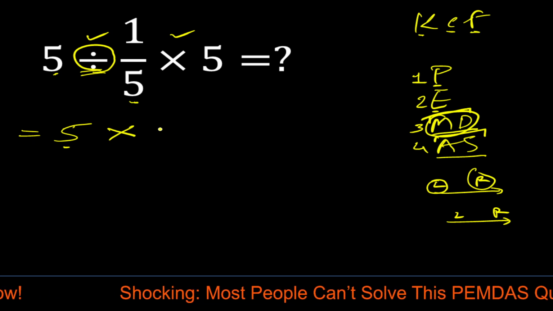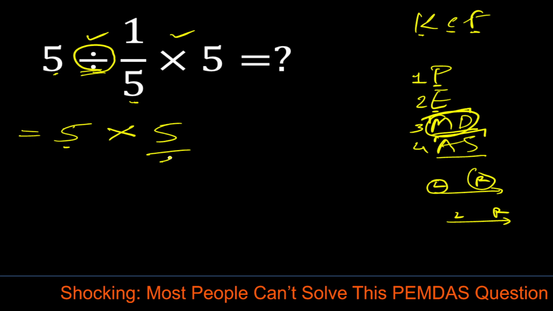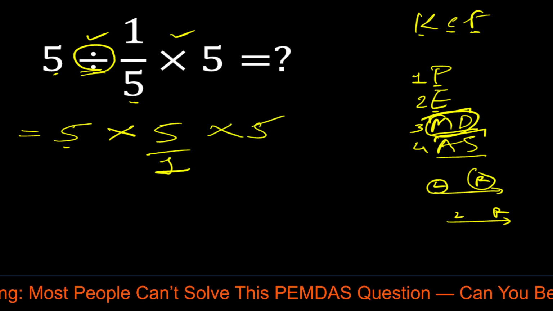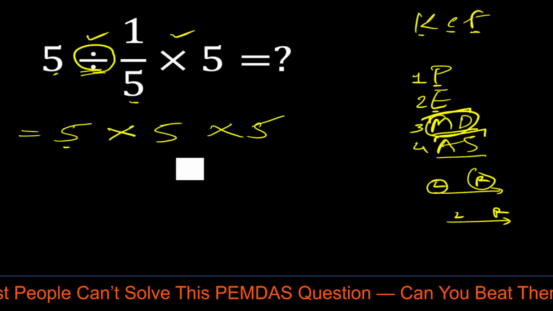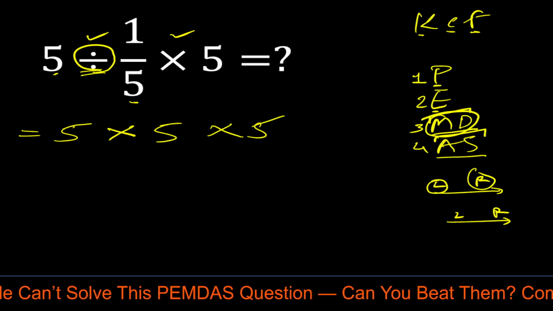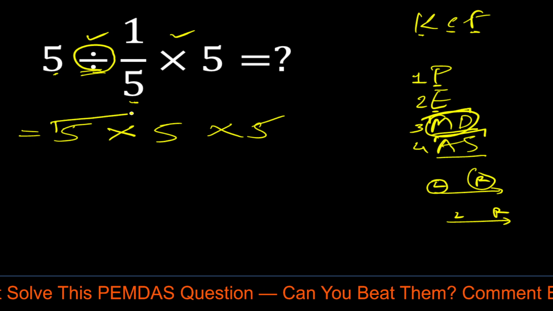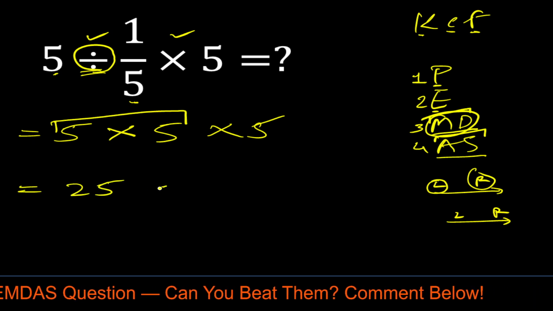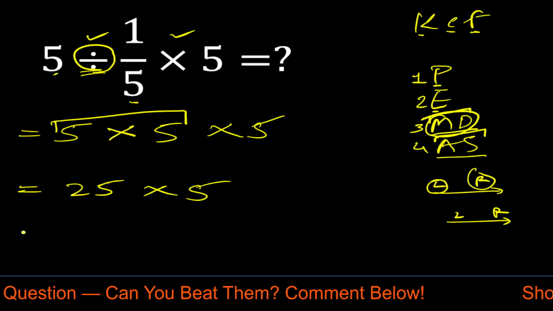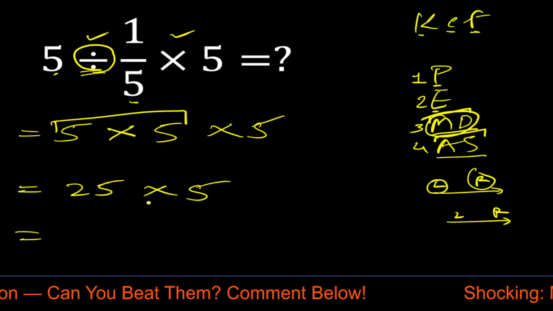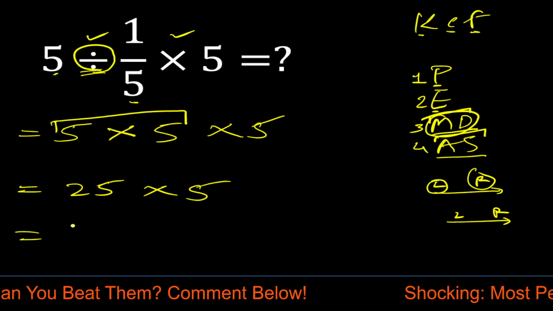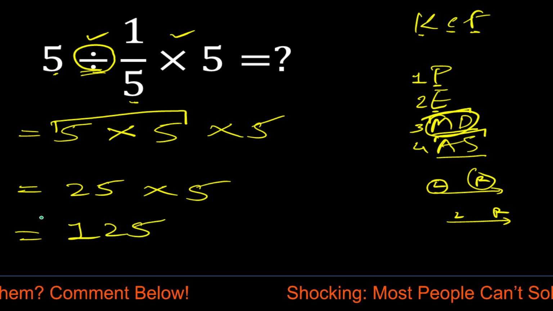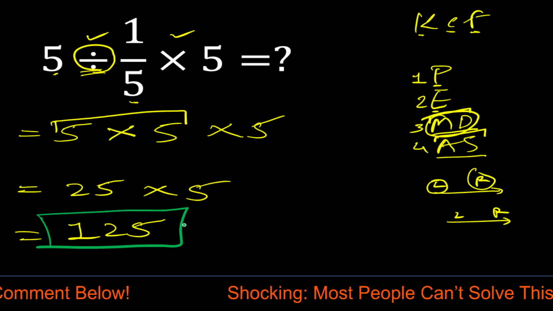1 upon 5 is equal to 5 upon 1 times 5, right? So now 5 upon 1 is equal to 5, so we can remove this one. Now 5 times 5 is equal to 25, times 5. So 25 times 5 is equal to 125, right? So the correct answer is 125.